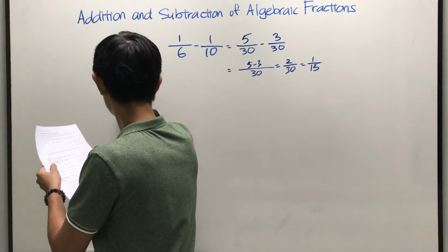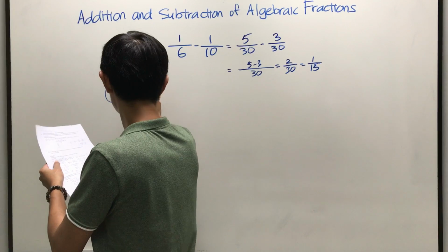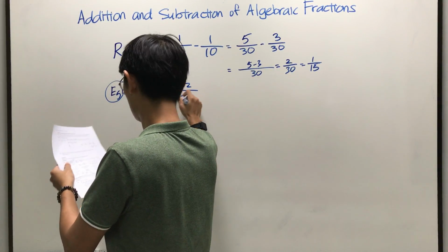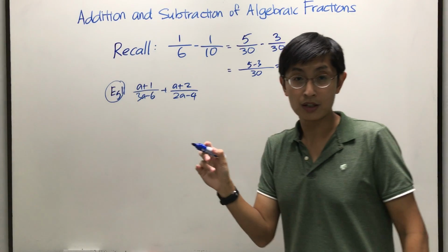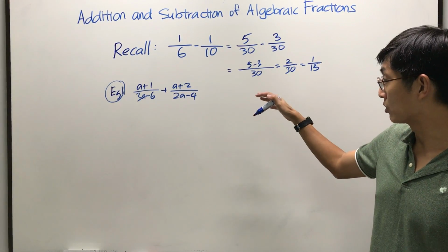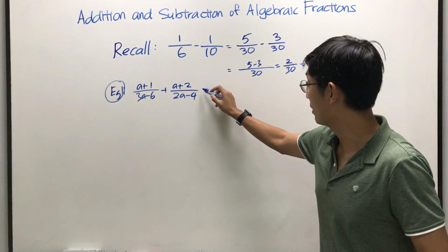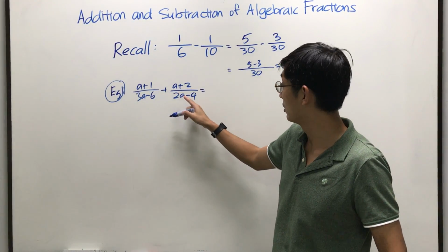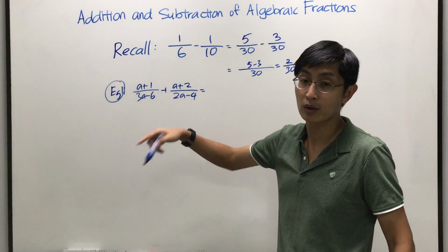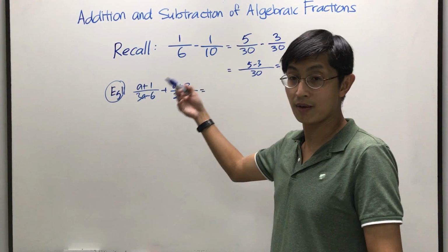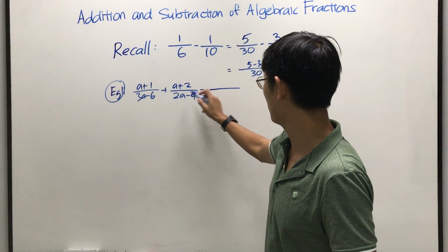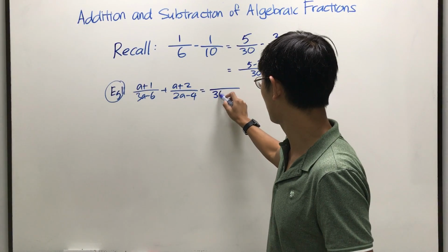If I give you, for instance, (a plus 1) over (3a minus 6) plus (a plus 2) over (2a minus 4). The first thing that you want to do, of course, is to common the fractions. But before that, as a good practice, if you can see there are any common factors between the two of them, look out for them first. And you can identify them by factorizing the denominators. So in the denominator, 3a minus 6, there's a common factor of 3. Let's take that out.